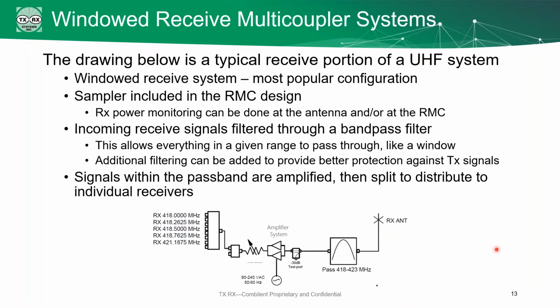The incoming receive signals being filtered through this bandpass filter here is a good thing in that you can very narrowly select what signals you want. But when we're in a windowed system, everything within that window comes through. It's important to remember this, especially for VHF systems that have a very cluttered RF environment.